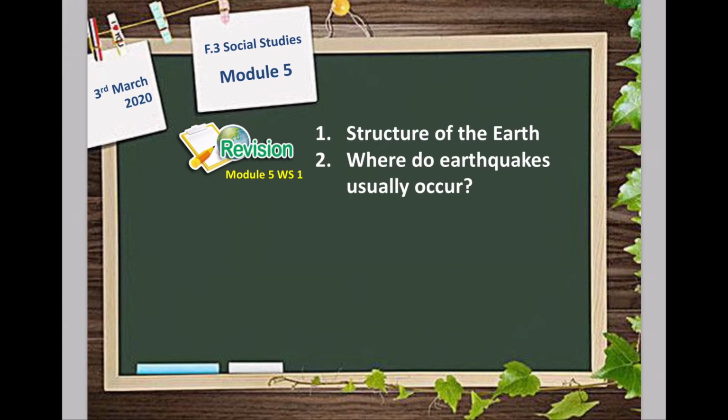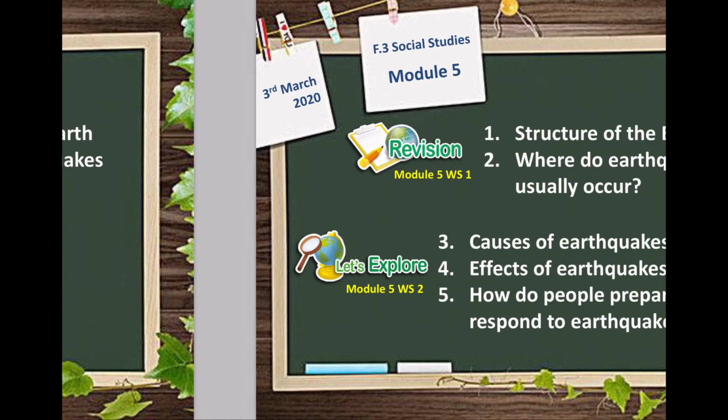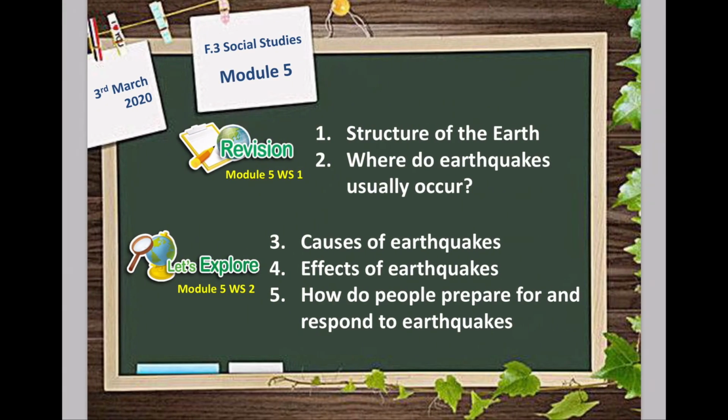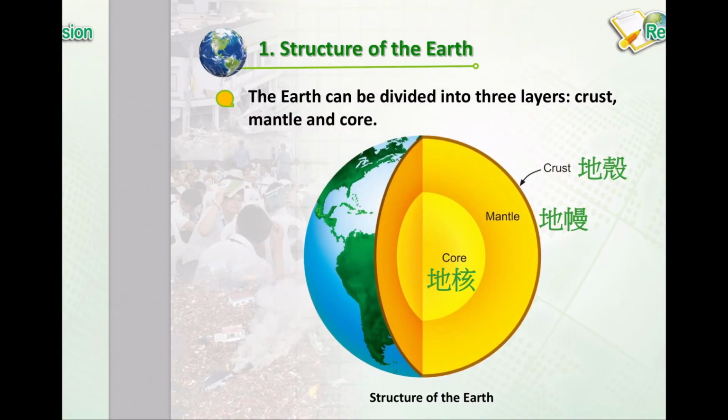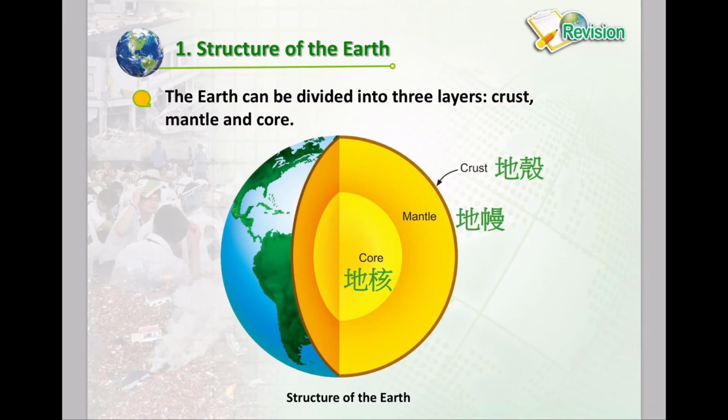For today, we are going to move on to explore the causes and effects of earthquakes and how people prepare for and respond to earthquakes. Before that, let's have a quick revision. The Earth can be divided into 3 layers, namely the crust, the mantle, and the core. Please put down the Chinese meaning next to the 3 words on your worksheets.